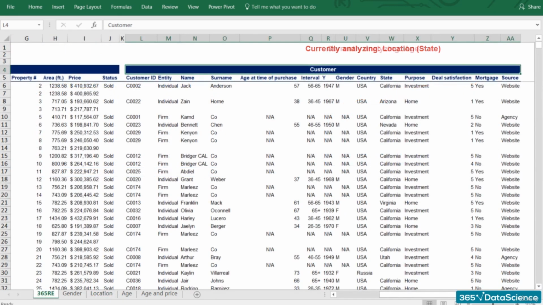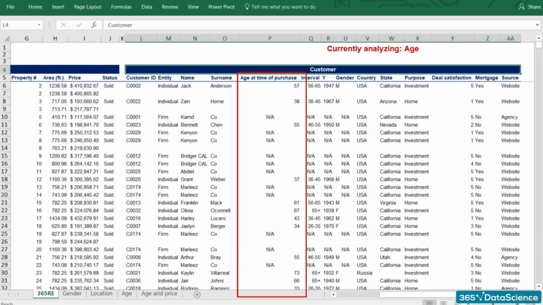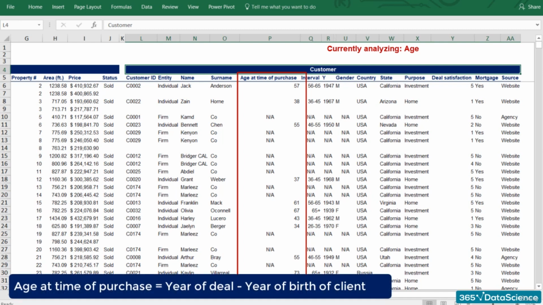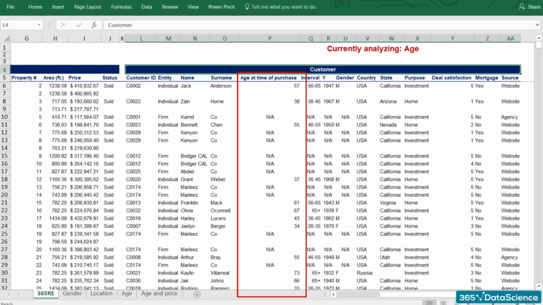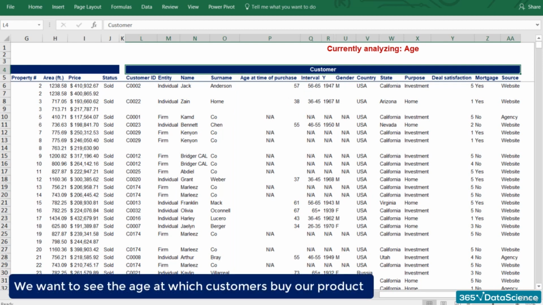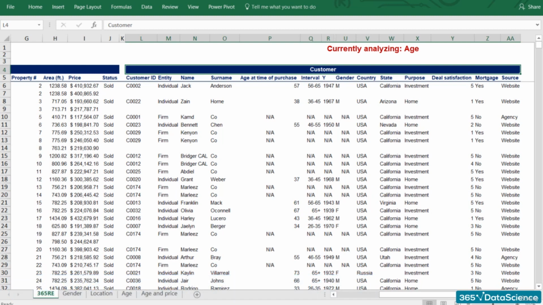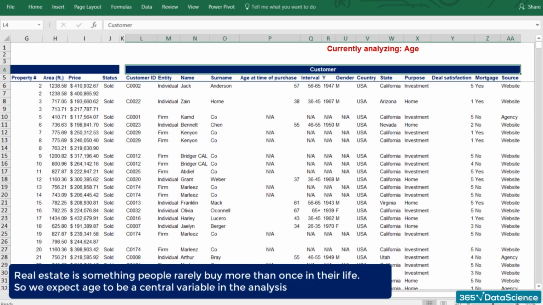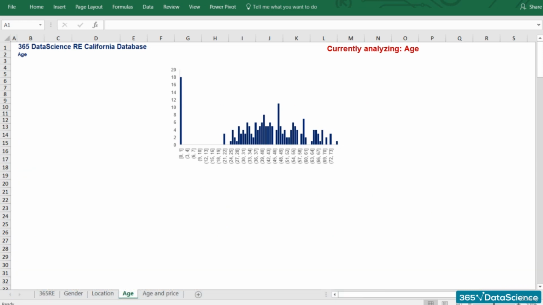Next, we want to see age. First, we have to note that age represents the age of the buyer when the deal was sealed. The formula used is the year of the deal minus the year of birth of the buyer. We are doing this because we want to see the age at which customers buy our product. Their current age is irrelevant. Moreover, real estate is something people rarely buy more than once in their life, so we expect age to be a central variable in our analysis. Let's first plot the frequency distribution of age. This is done by creating a histogram with an interval length of 1.